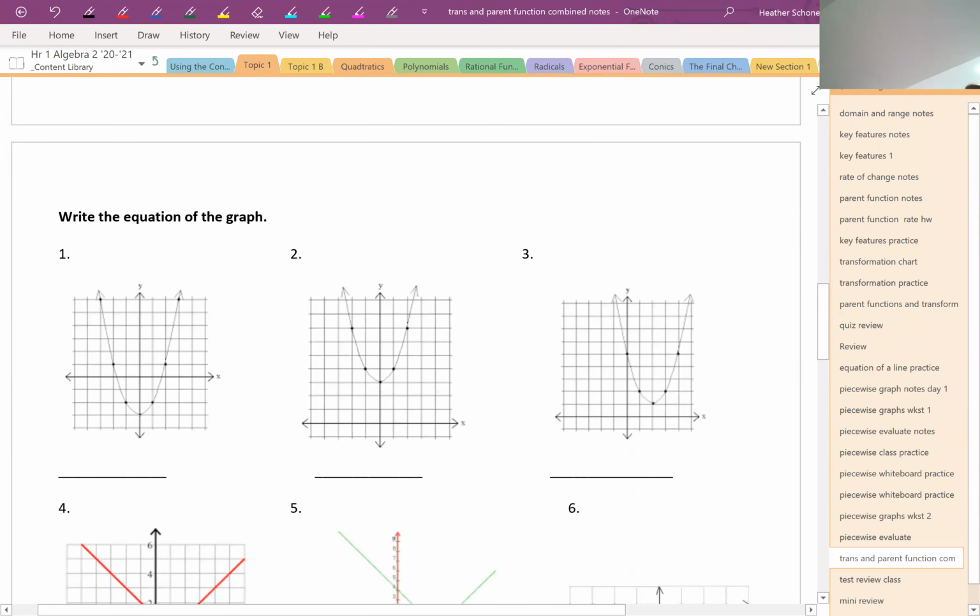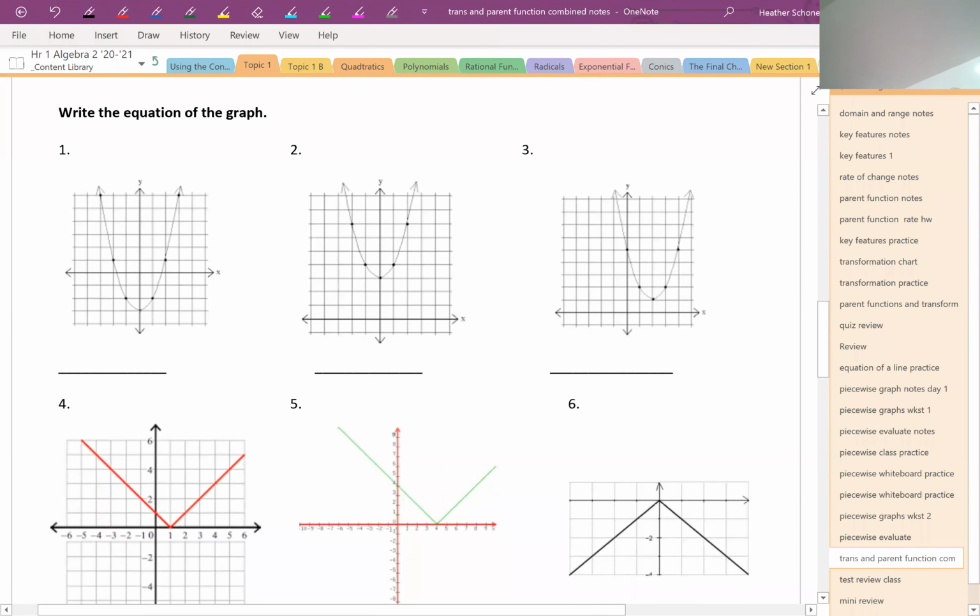All right, now that we have reviewed the parent functions and transformations, let's take a look at these and see if we can write the equation. Well, all 3 of the first one have the same picture. It's the same shape, and that shape is called a parabola. And when it's a parabola, it is a quadratic equation.